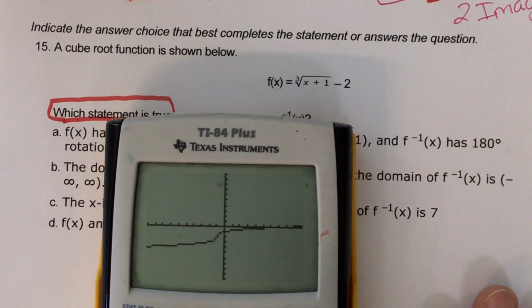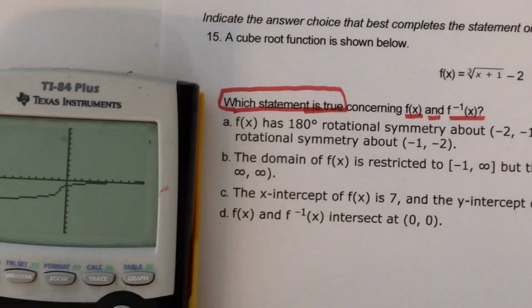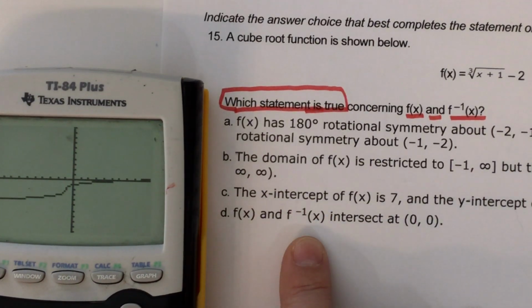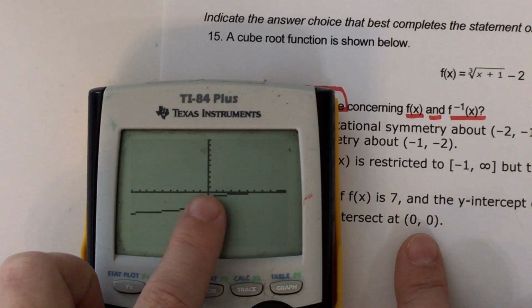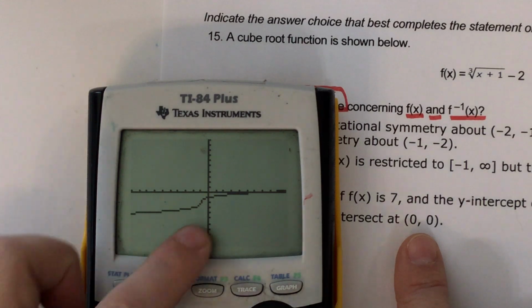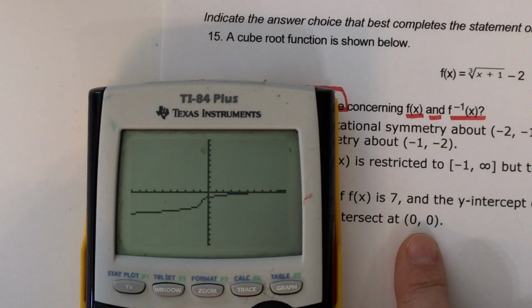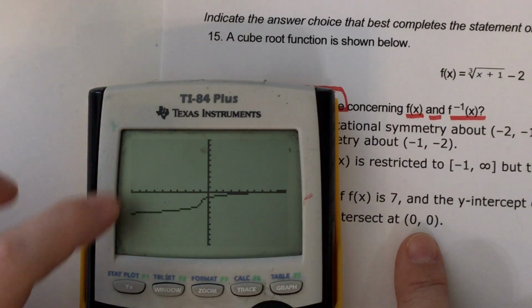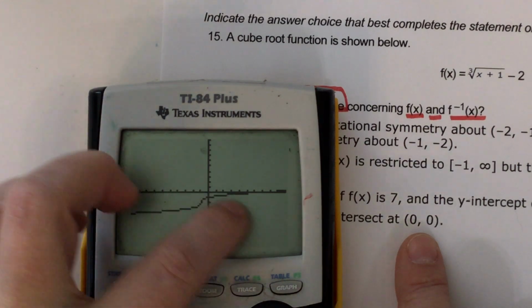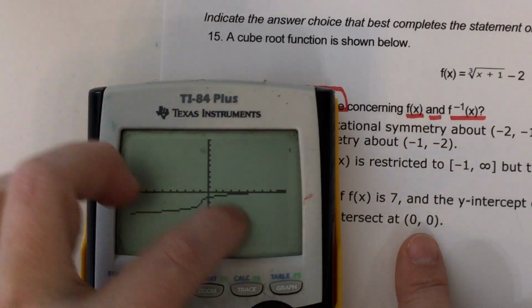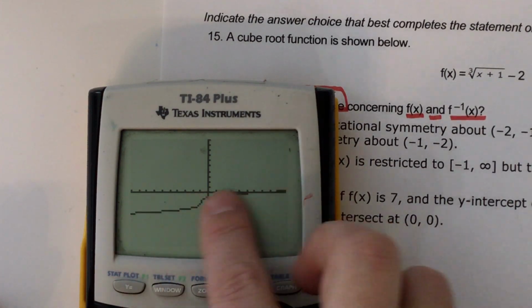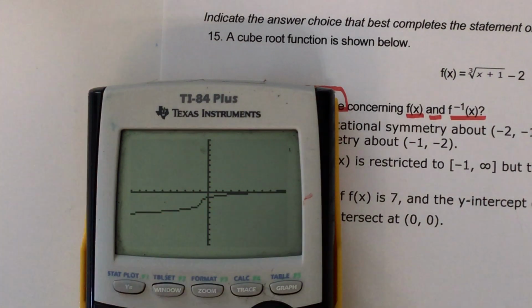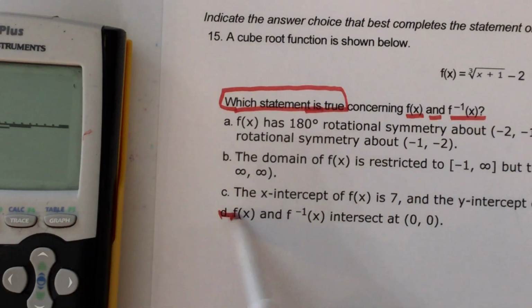Now, look at answer choice D for a second. D says that f of x and the inverse will intersect at 0, 0. Well, all I've graphed is f of x. But does it even go through 0, 0? No. So if I put the inverse in, and let's just say it looks something like this, it's not going to intersect at 0, 0 if this one's not even going through 0, 0. So it can't be D, so D's out.